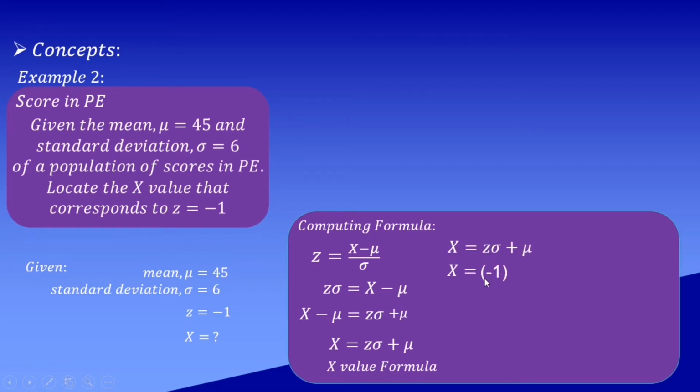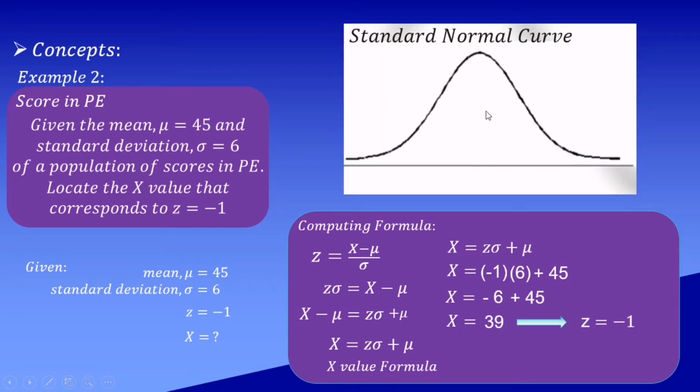Ang z natin is negative 1. Sigma is 6 plus 45. That is our mu. Then, get the product. Negative 1 times 6, negative 6. Plus 45, x is equal to 39, and this x value corresponds to z is equal to negative 1. So, i-graph natin ito in our standard normal curve.